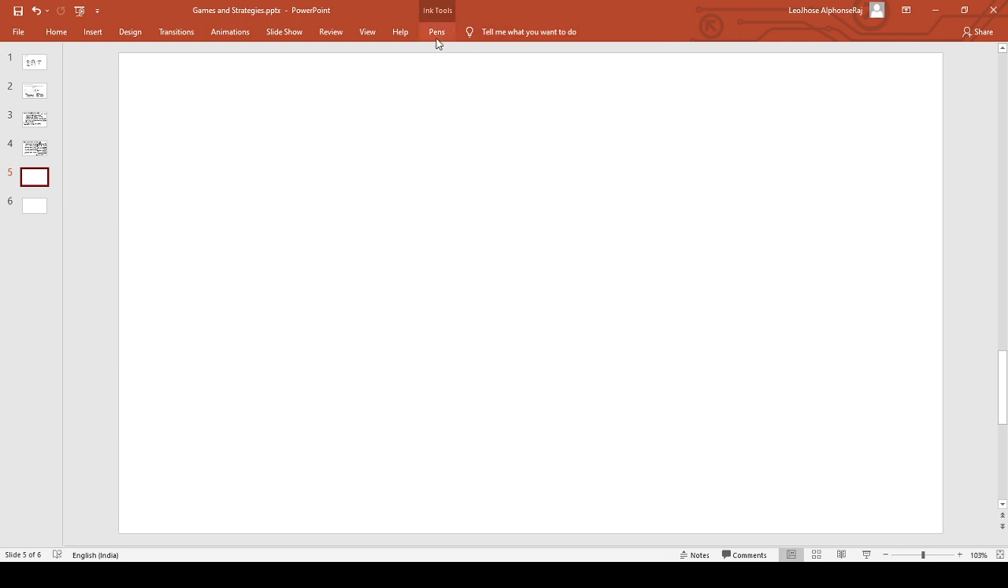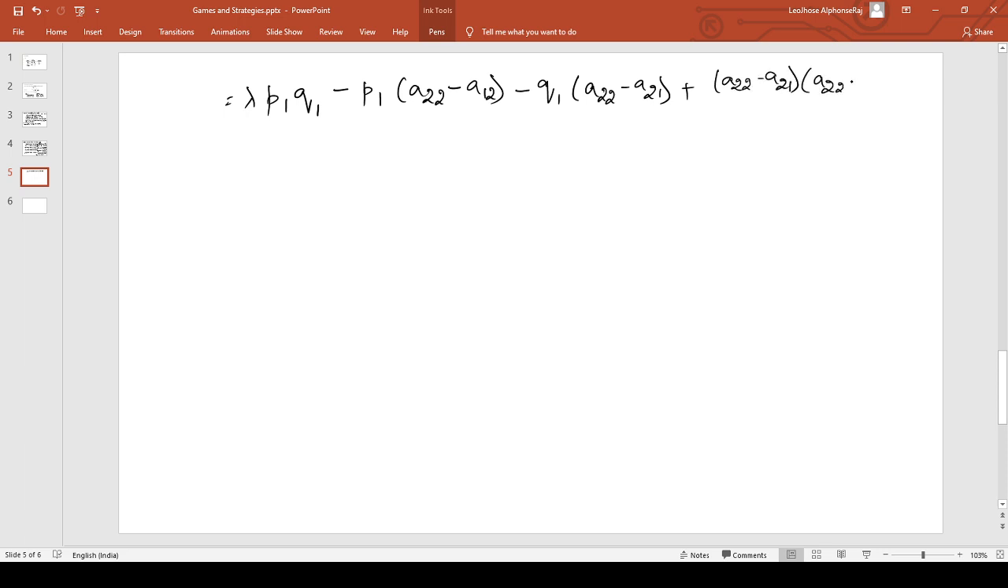I've already worked this out. I'll just refer to my note and then write down the remaining things. Lambda P1 Q1 minus P1 into A22 minus A12. I'm taking a minus sign common outside to bring it into the specified form of the book. So the remaining, let me write down as such, A22 minus A12 divided by lambda plus A11 A22 minus A12 A21 divided by lambda. So you need not touch this term now. We are going to simplify only the first four terms.